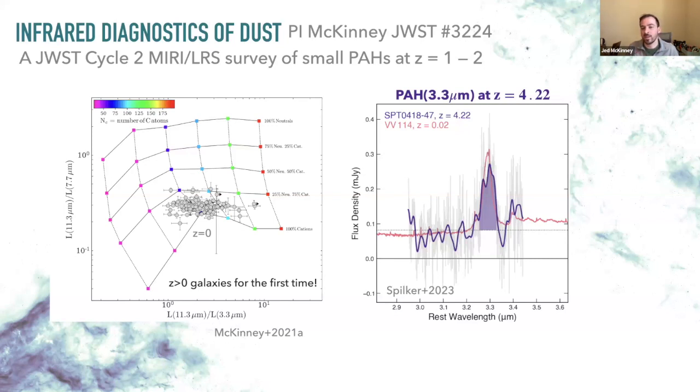So here I'm showing a MIRI spectrum of an SPT source. This is the 3.3 micron PAH at redshift 4.2, which is incredible, a new window into dust physics at early times. But we need this reference sample at redshift 1 to 2 in order to make the leap and contextualize what we're seeing at higher redshifts.